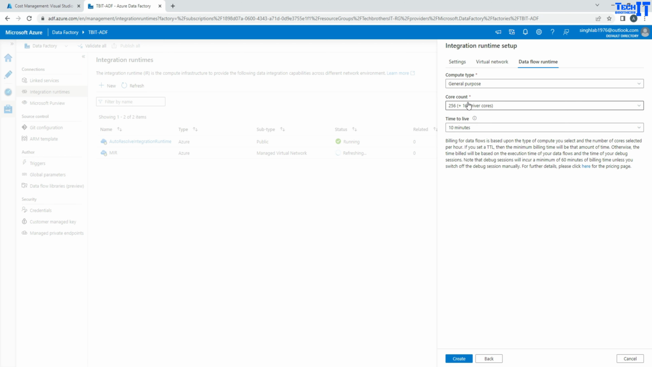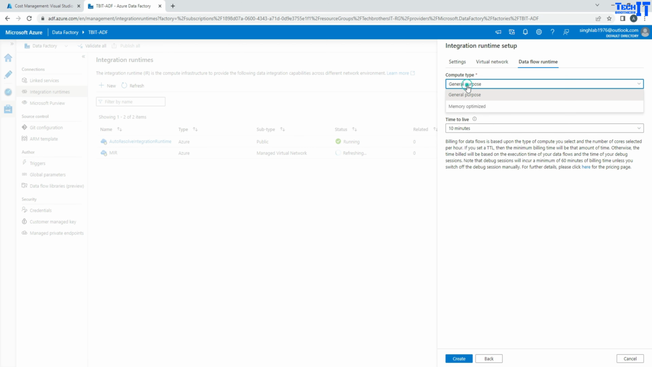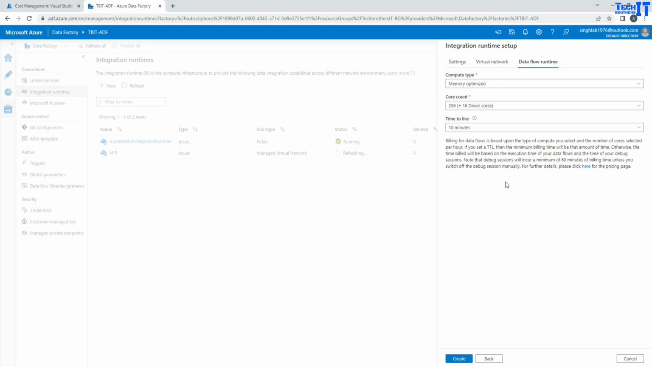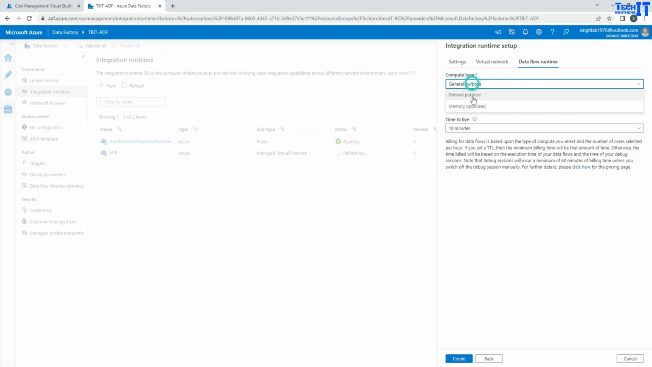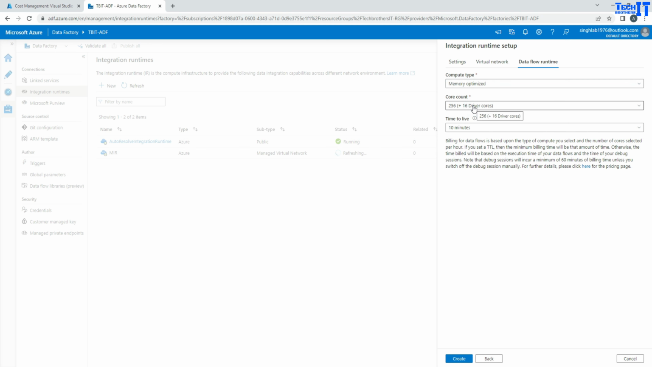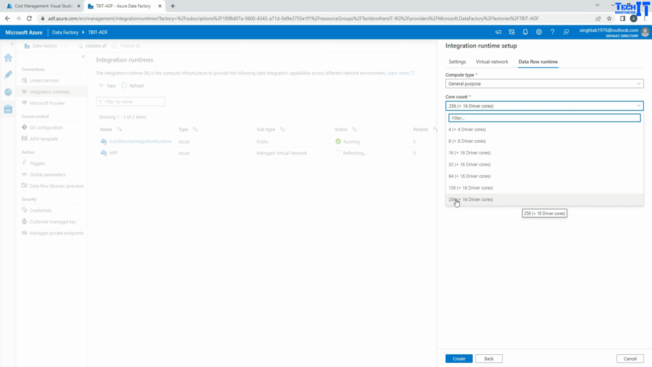So in this case, you see that this is general purpose, and you will go with memory optimized. It still does not say how much memory is given to you, but this cluster is more memory optimized. So they have two of these, general purpose and memory optimized Spark clusters, that you can choose in the setting, and they have a maximum of 256 vCores available. So in this case 256 plus 16. Every time, extra cores are added as driver cores.